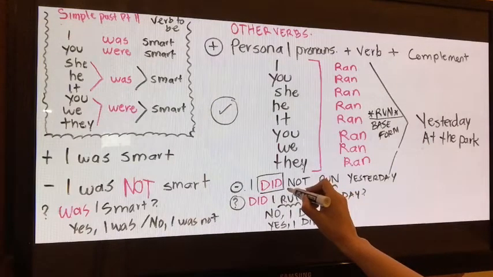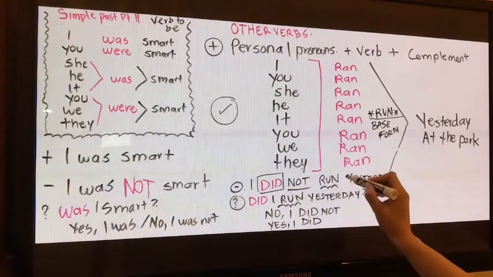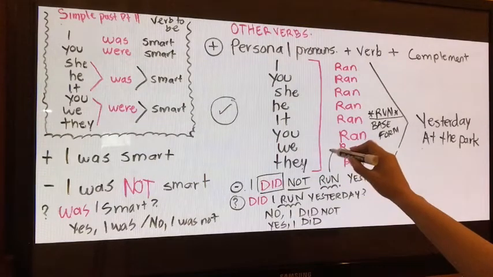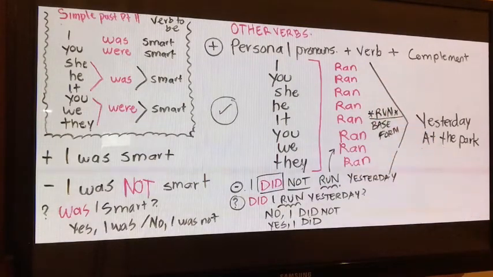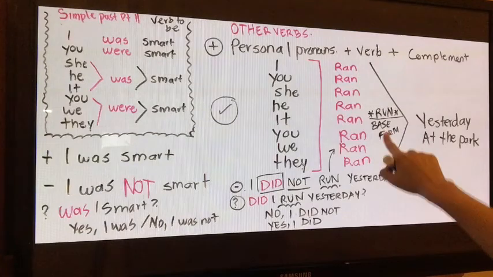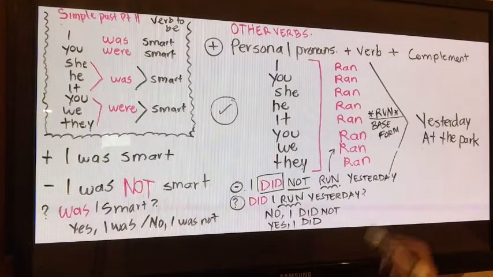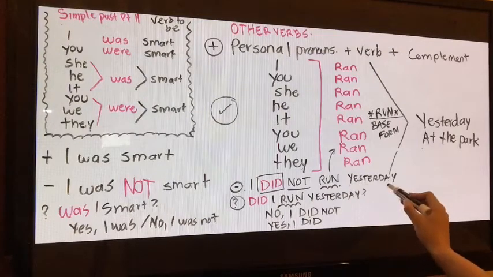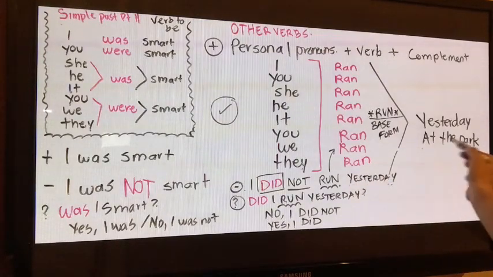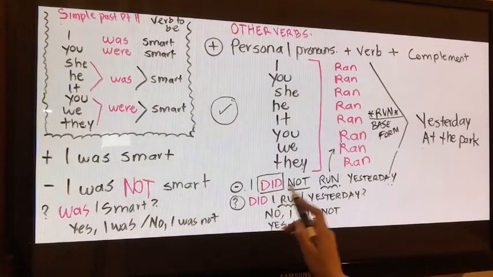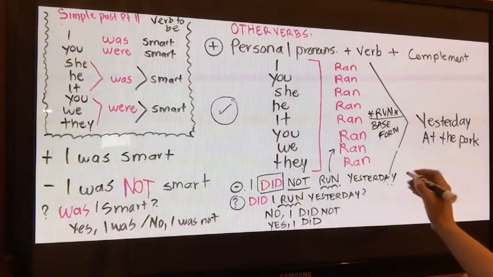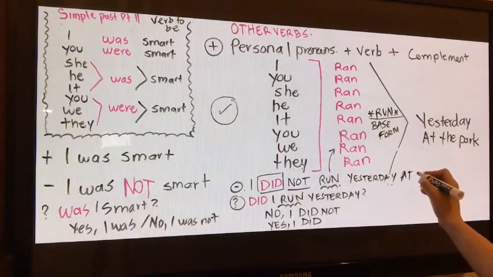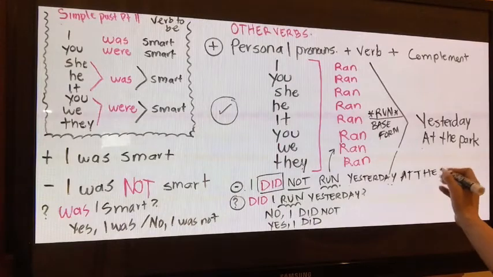Then I have to add not, and the verb that once was in its past form has to return into its base form. So instead of using ran, I'm going to use run, and then I can add my complement, yesterday at the park. So I did not run yesterday. I'm going to add it just for you to see it, at the park.